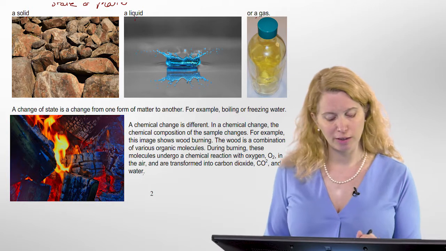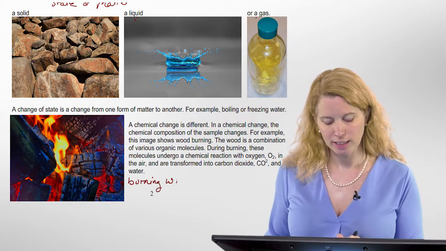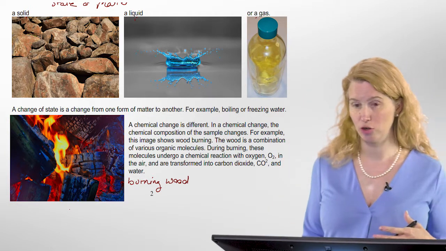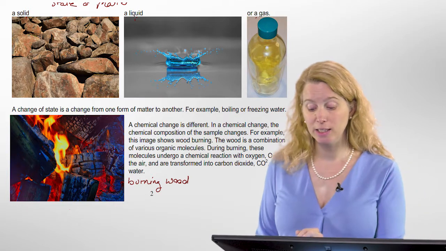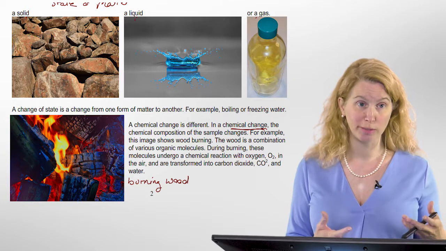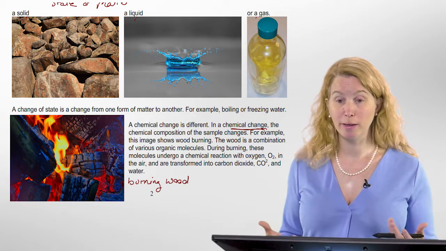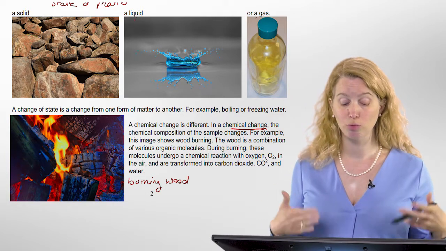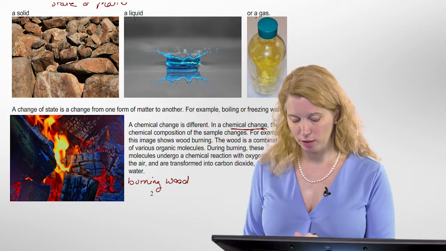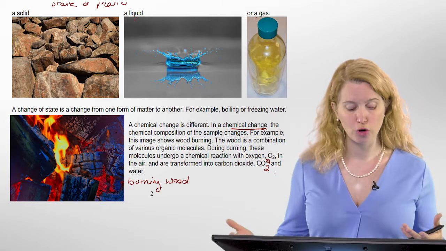So in this figure here on the left, we see burning wood. Is this an example of a chemical or physical change? The answer is, in this case, this is a chemical change, because what we start with in the wood before we set it on fire is a collection of various organic molecules. And then during burning, those various organic molecules react with oxygen in the air, and they form carbon dioxide. That's actually a typo. I should say CO2. They form carbon dioxide and water.